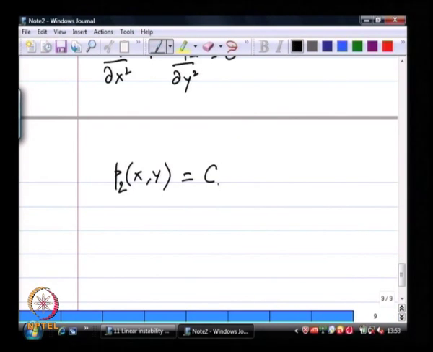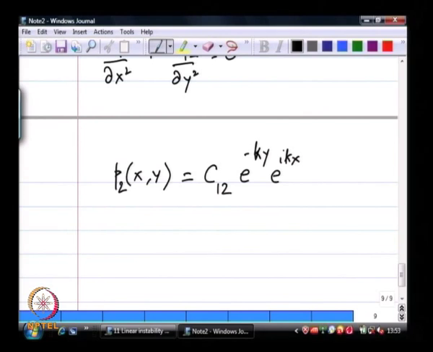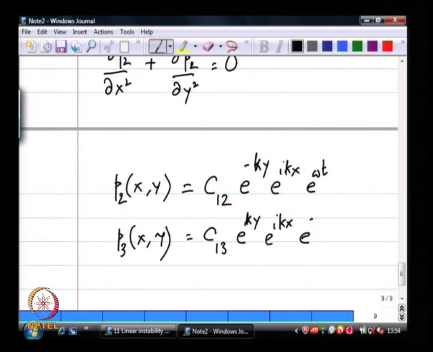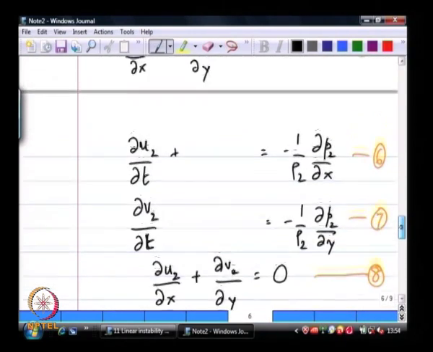from that is I will call this C12 e power minus k y, times e power minus I k x. This is the solution to the pressure field in 2 times, of course, the C12 is a constant, and of course, you are going to have e power omega t. P3, which is the fluid below, I can write as e power k y, e power I k x, e power omega t. I can do the exact same thing for fluid 1, which is here.